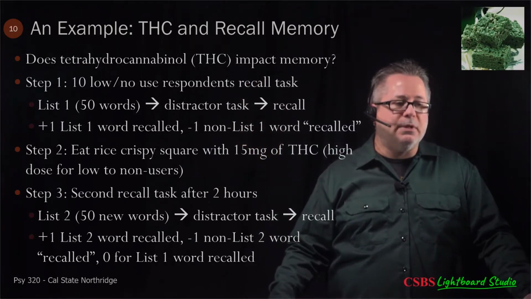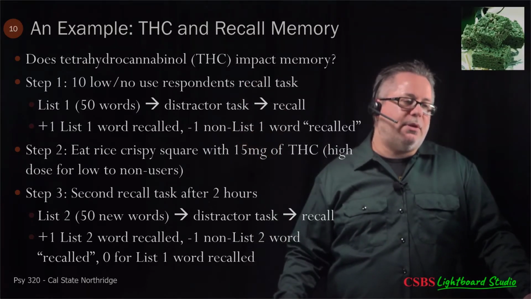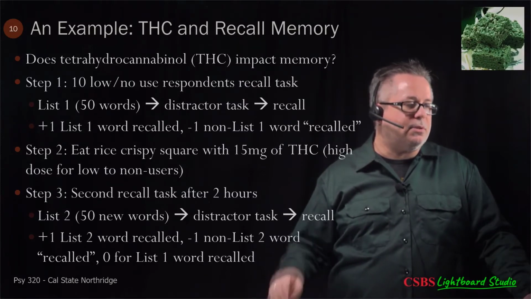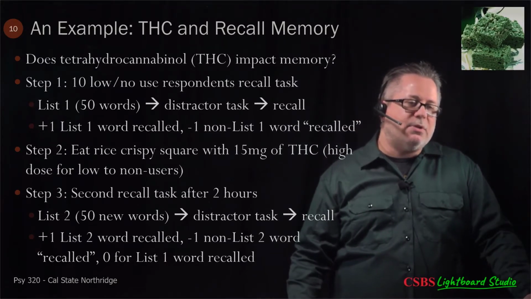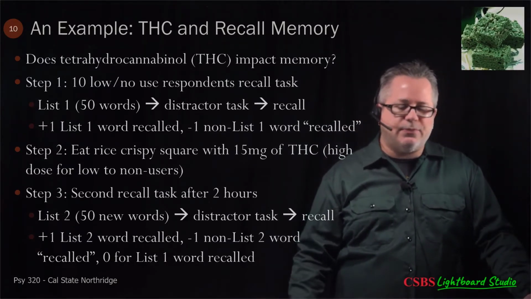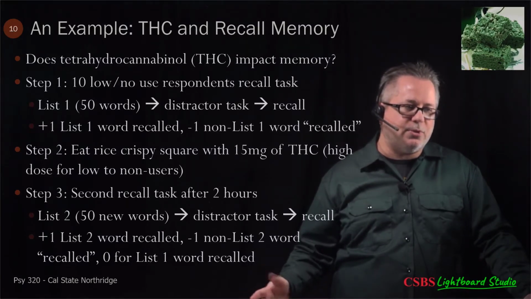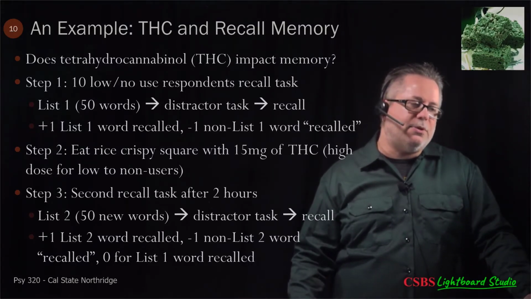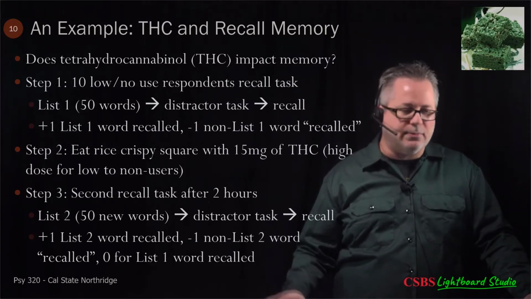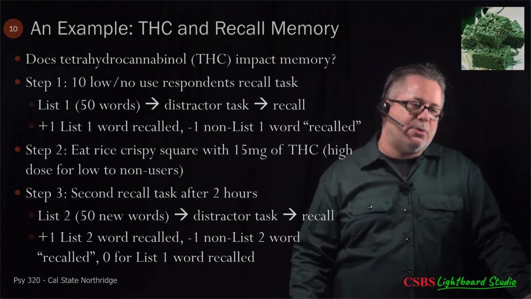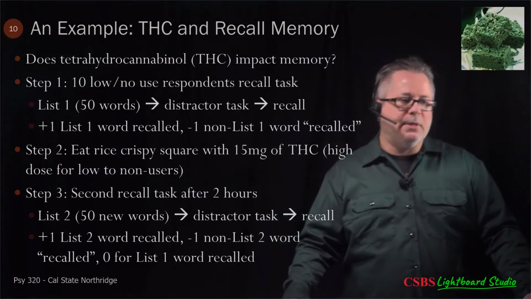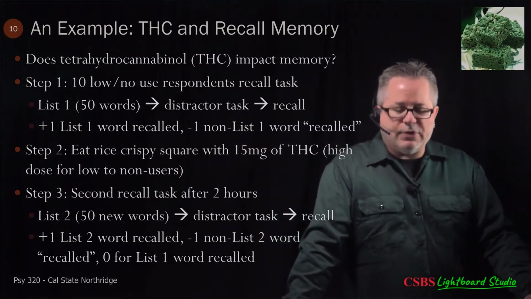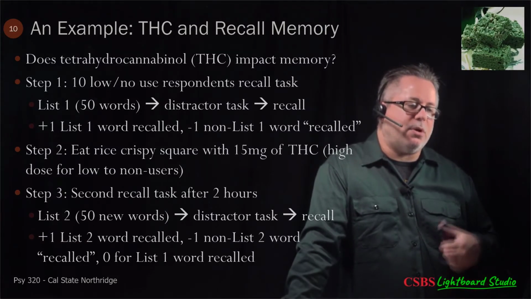Okay. Step two, they're given a Rice Krispie square, like these ones up here, with, I don't know, like 15 milligrams of THC. This is not a crazy dose, but for someone who doesn't use, 15 milligrams is a fairly high dose for someone who's a low to non-user, at least according to the resources that I looked up at the time. So that's the treatment. They ingest THC, and then they wait a couple hours. So 2 hours go by.